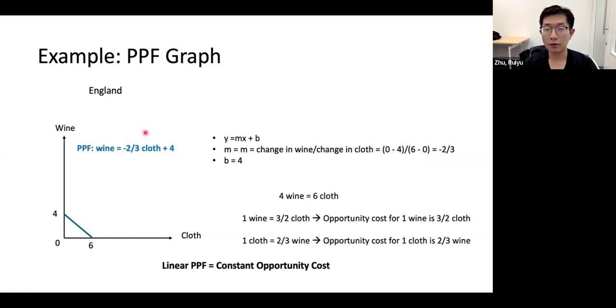Similarly, we can calculate the opportunity cost for England. We start from 4 y equals 6 cloth. So we get 1 y is equal to 3 over 2 cloth, which means the opportunity cost of 1 y is 3 over 2 units of cloth. Similarly, we can calculate the opportunity cost for cloth. That's for England.